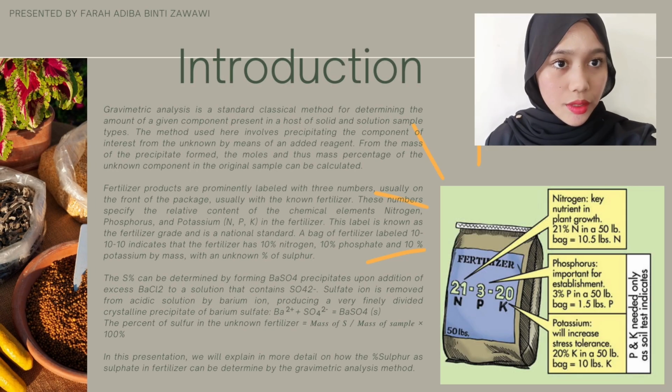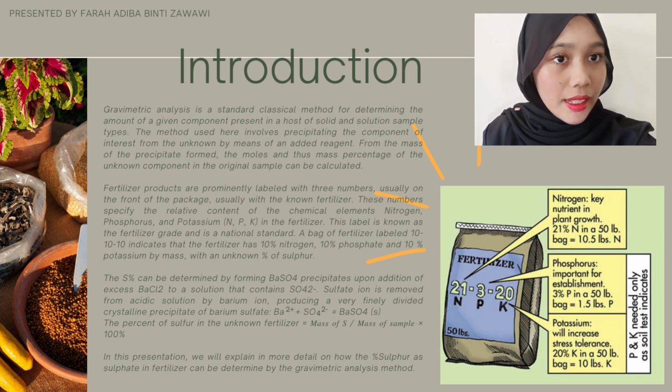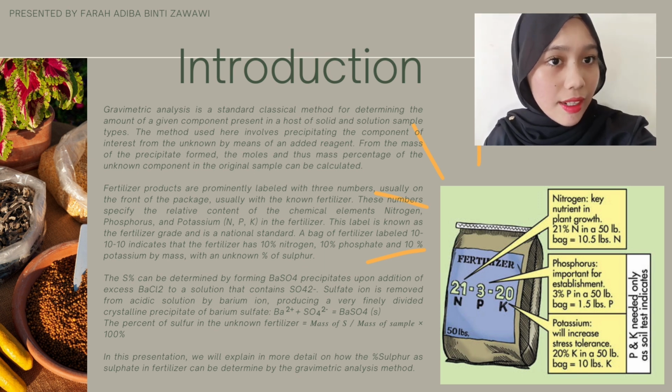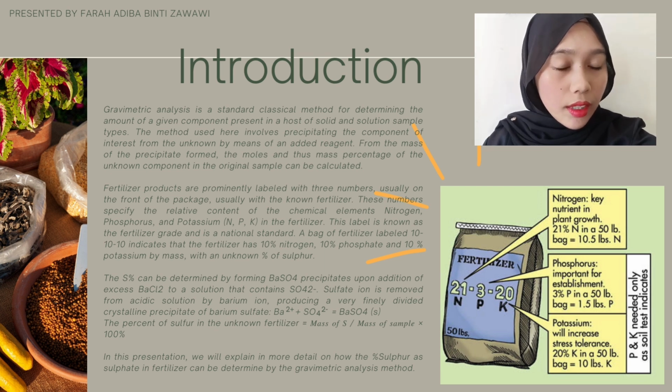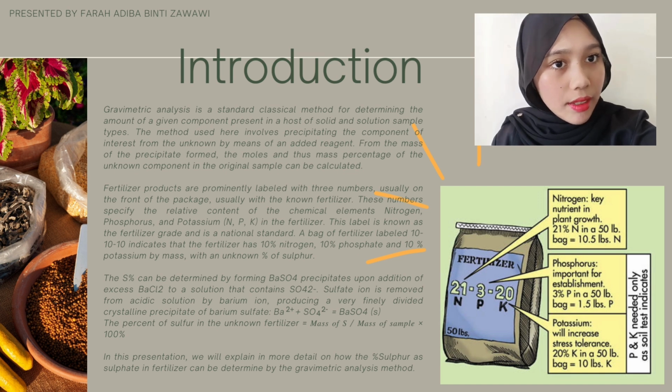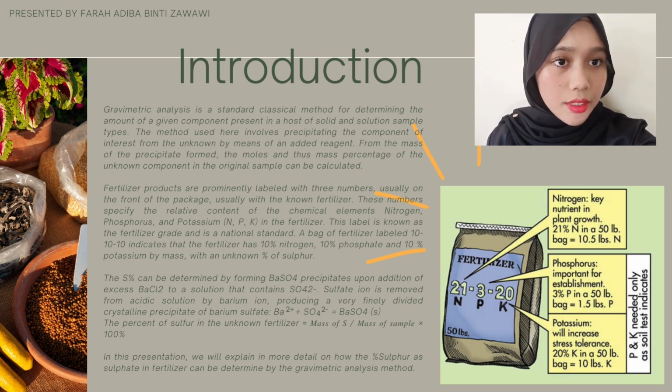So, as an introduction to this presentation, I will first define gravimetric analysis, since this presentation is to determine the percentage of sulfur in fertilizer using the gravimetric analysis method. Gravimetric analysis is a method which is highly scientifically significant in society. When used effectively, this method is particularly important for determining the exact percentage composition of items such as foods or, in this case, fertilizer, so that producers can meet the stringent labeling laws of their particular industry.